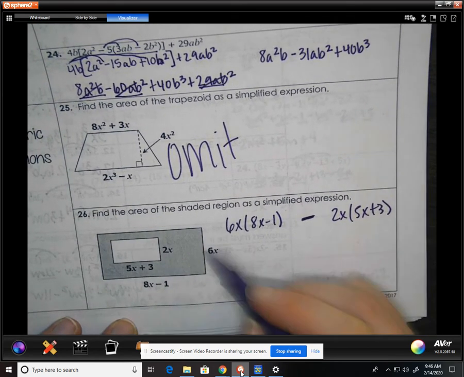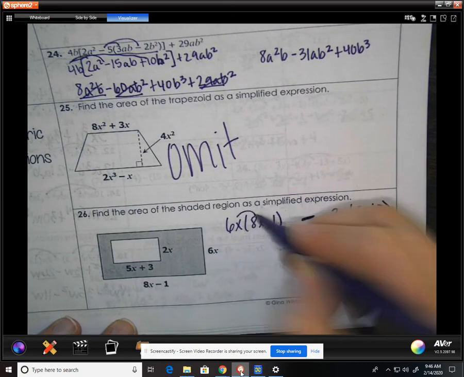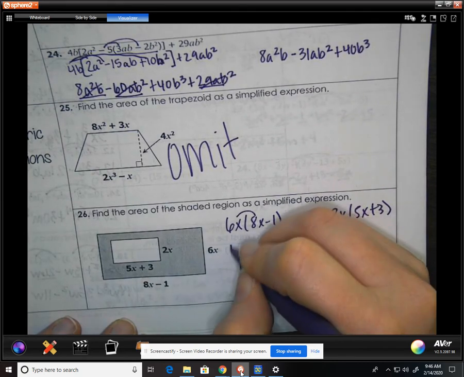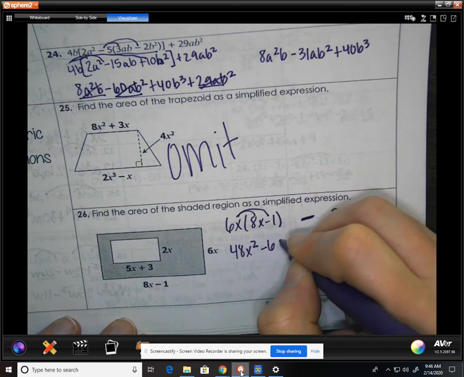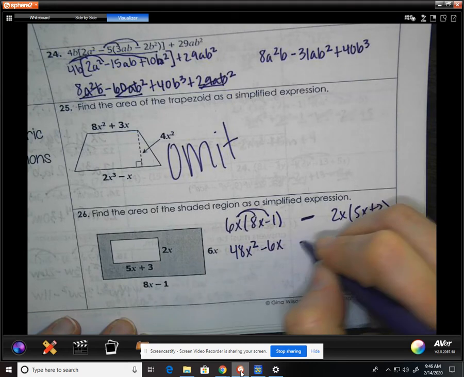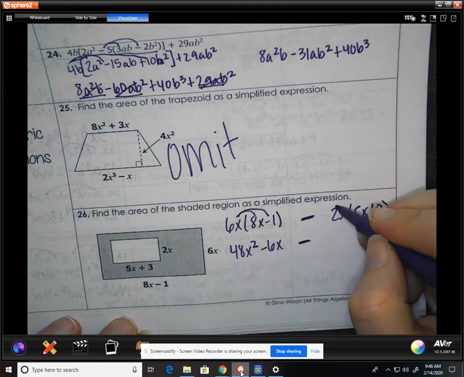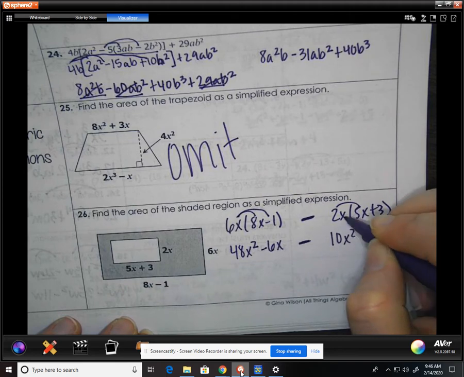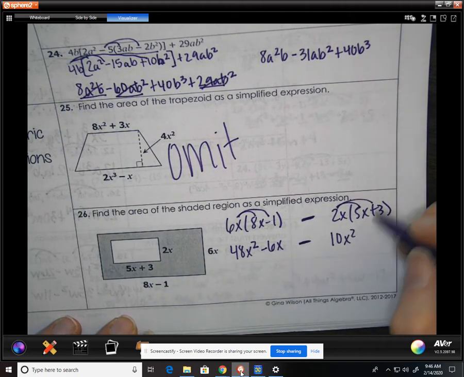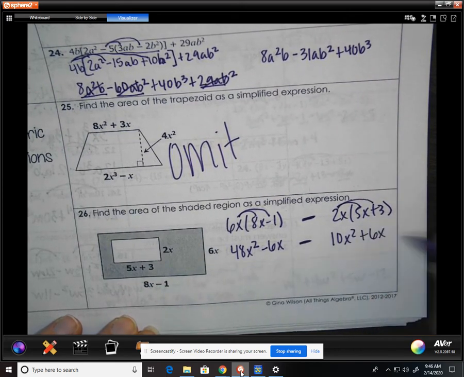Okay, so the first thing we have to do is our multiplication. So 6x times 8x gives me 48x squared. And 6x times negative 1 gives me negative 6x. I still have this minus sign. So 2 times 5, that gives me 10, and I have x squared because 1 plus 1. And then 2 times 3 gives me 6, and I have to keep the x.